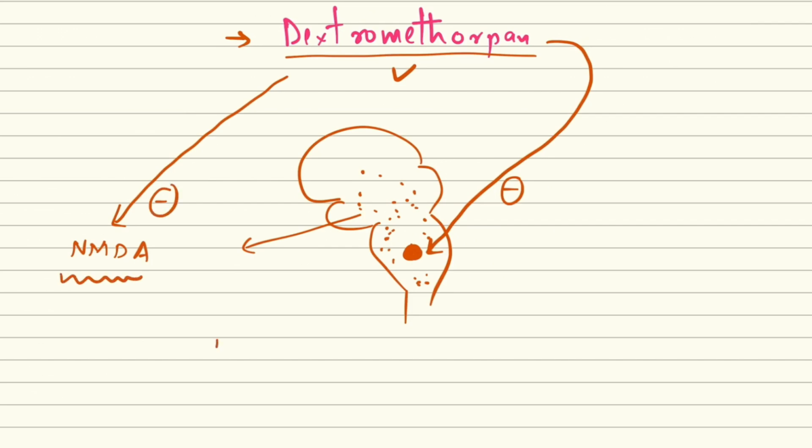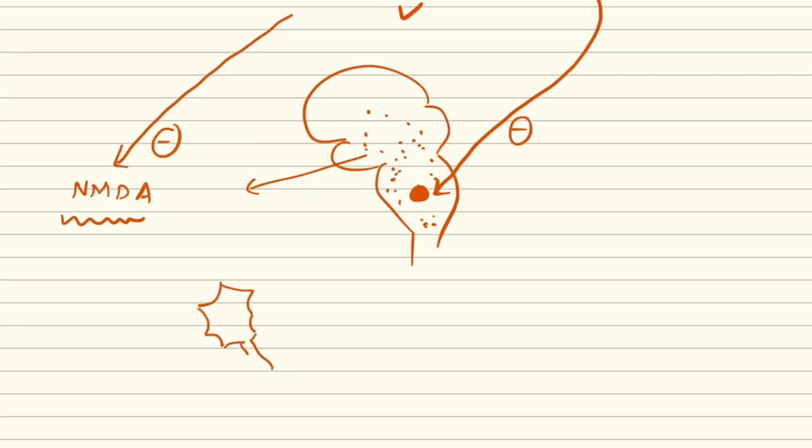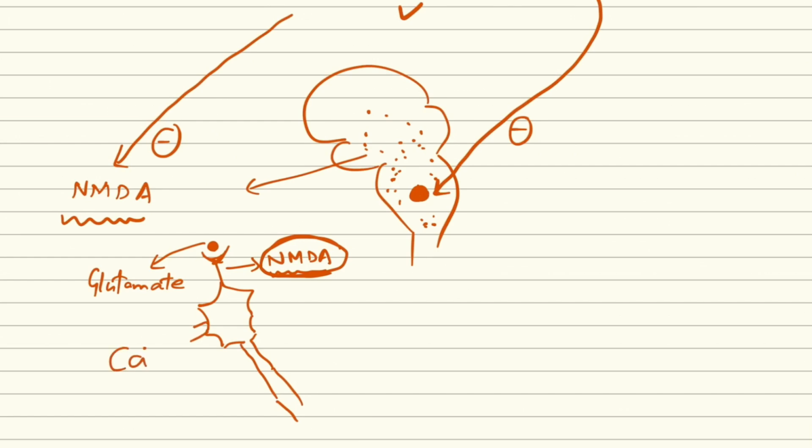So let's understand. Suppose this is the neuron, and on the neuron we have various receptors. These receptors are called the NMDA receptors, and normally these receptors bind with glutamate. This is the glutamate molecule. So whenever glutamate binds with the NMDA receptors of the neuron, what happens? The calcium channels open and calcium enters the neuron, so there occurs a lot of calcium accumulation in the neuron.